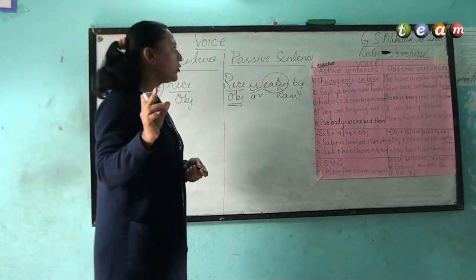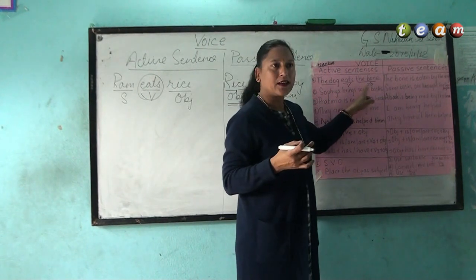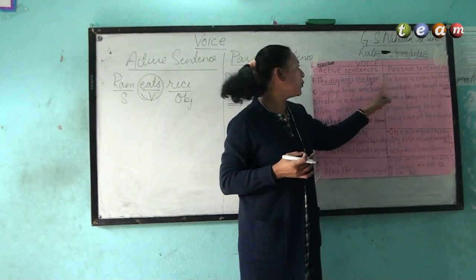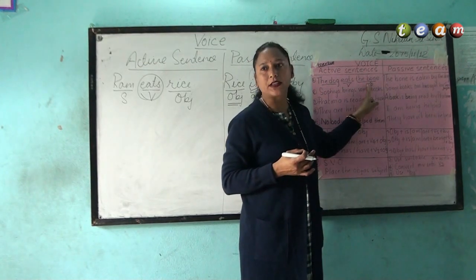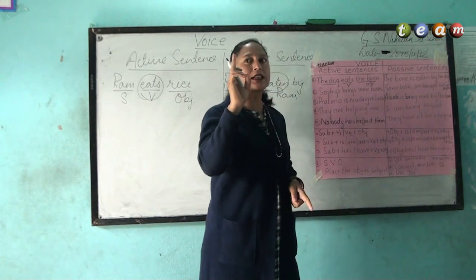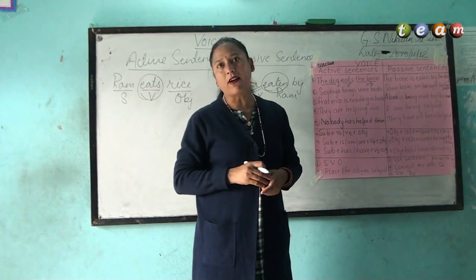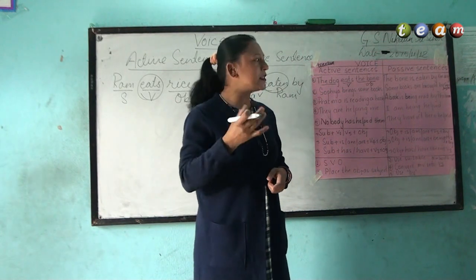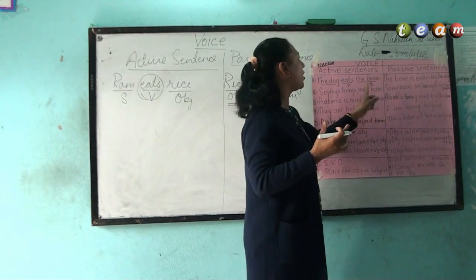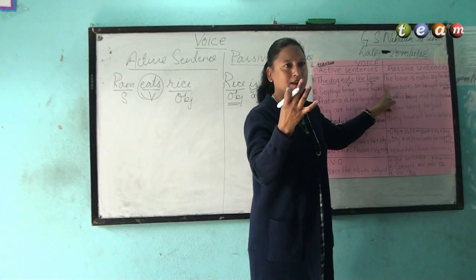Okay, so when you are going to change them, the bone, the object, should be placed in place of the subject. In place of the subject, we are going to write the bone. That's why the bone is written here. The very first task is to identify the subject, verb, and the object. After identifying them, you replace the subject with the object.